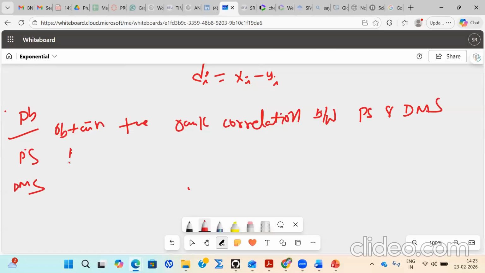PS values are 68, 64, 75, 50, 64, 80, 75, 40, 55, and 64.